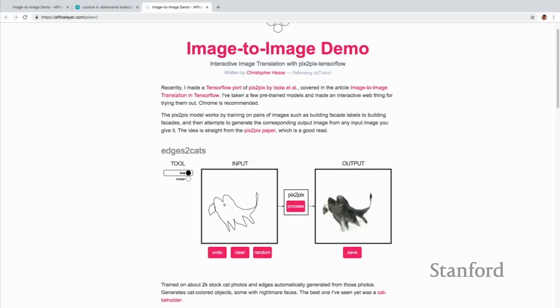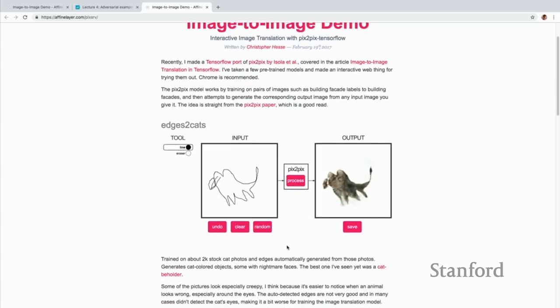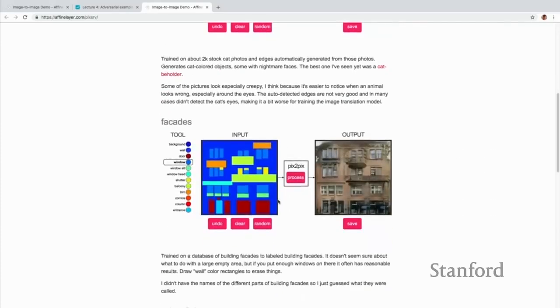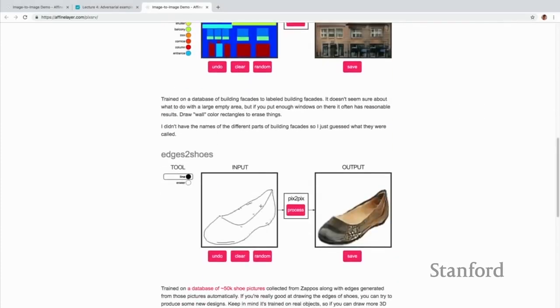Okay, I don't think it worked, but it's supposed to work. So you can generate cats based on edges, and you can do it for different things. You can do it for a shoe. So all these models have been trained for that. Okay?